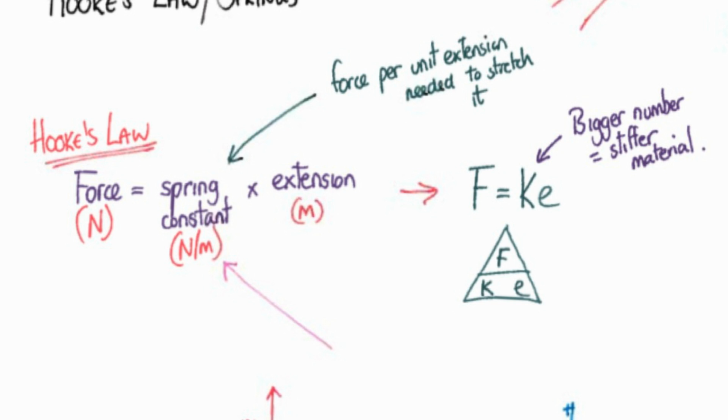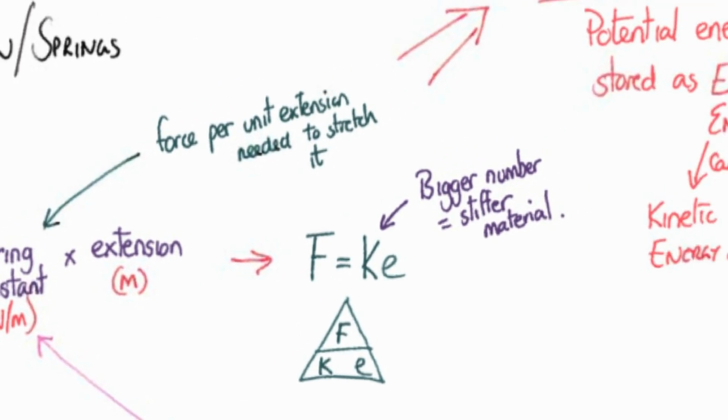A couple of things you might want to know is that the spring constant is basically the force per unit extension needed to stretch it. If someone asks you what is spring constant, you can say force per unit extension. That is basically rearranging the formula in that triangle, F equals Ke. And also, the bigger the number of K, the stiffer the material. That's an easy card to make. What does K mean? Well, the bigger the number, the stiffer the material is.